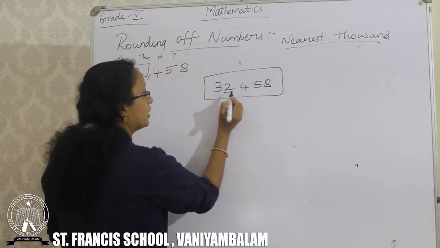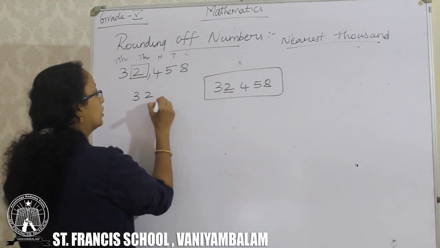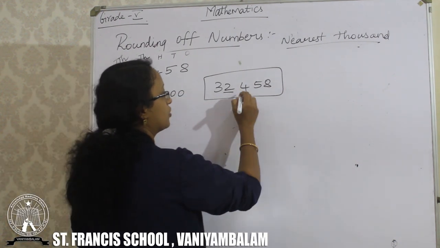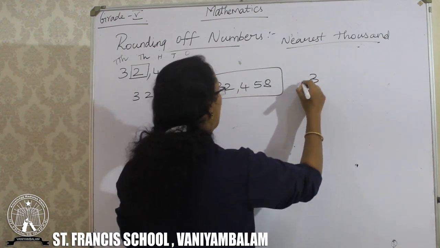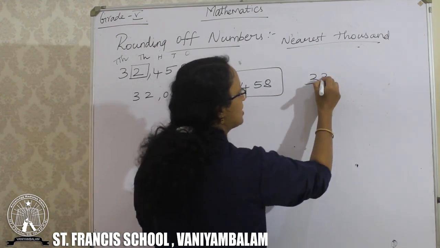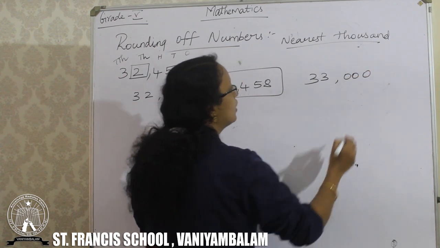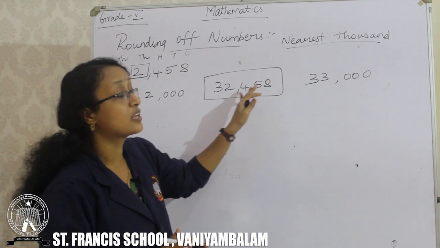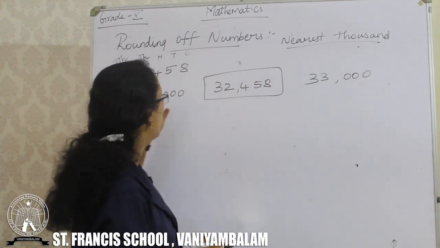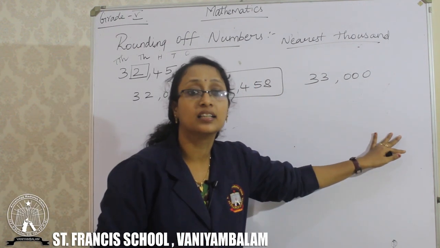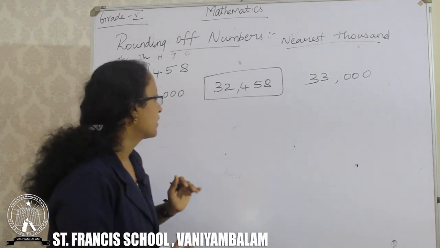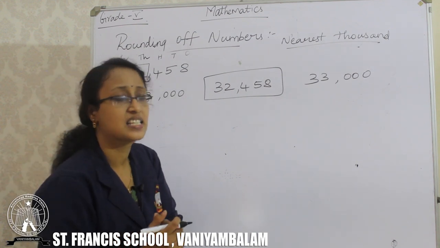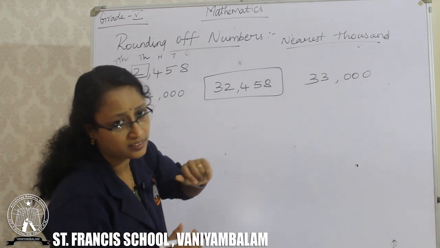So, 32,000. Because after 2, you put 3 zeros. And after 32,000, what will be the next 1000? 33,000. So 32,458 lies between 32,000 and 33,000. So, how will you write this? You have to conclude whether the answer is 32,000 or 33,000.